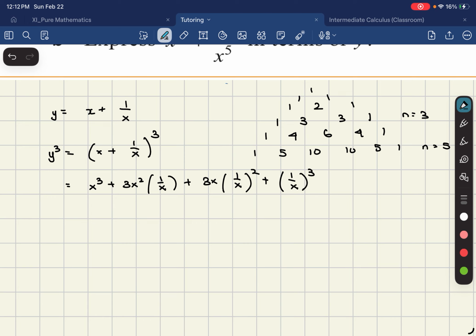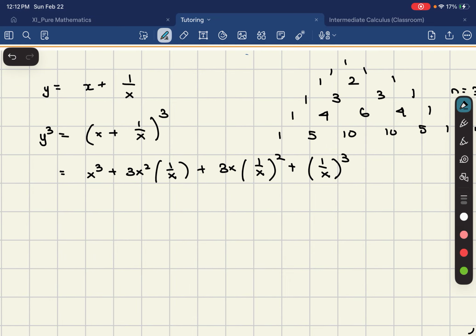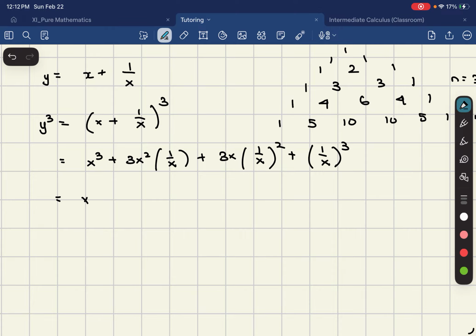So we have looked at how to do the expansion using Pascal's triangle before, so I'm doing it a bit quickly in this video. So this is going to be x cubed plus, this is going to give us 3x, plus the second part is going to give us 3 over x, right? And you can square this and figure out why it would give us 3 over x. And the third term is going to give us 1 over x cubed.